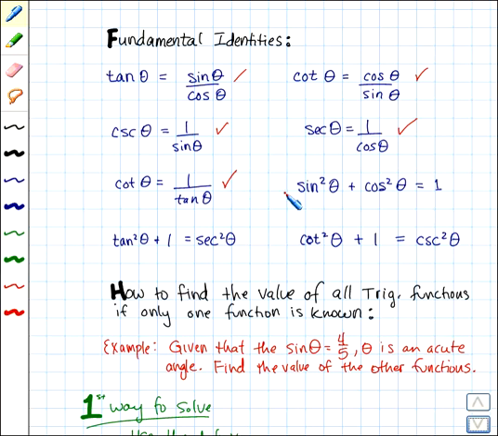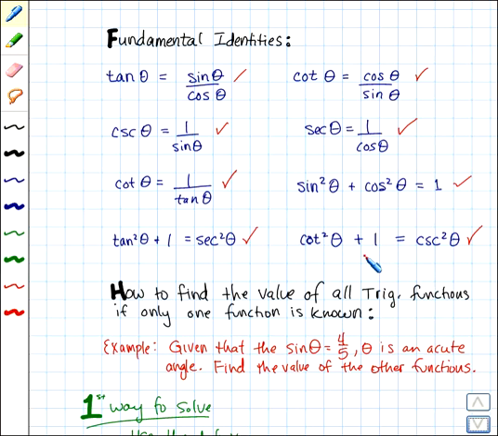And lastly, we have 3 Pythagorean identities, such as sine squared of theta plus cosine squared of theta equals 1, tangent squared of theta plus 1 equals secant squared of theta, and cotangent squared of theta plus 1 is equal to cosecant squared of theta.